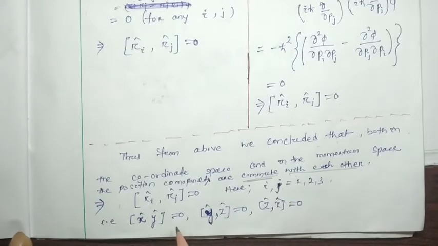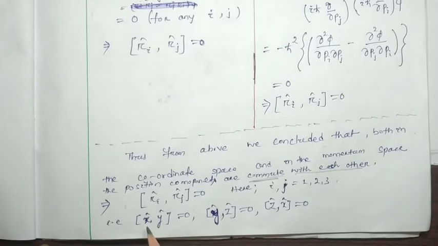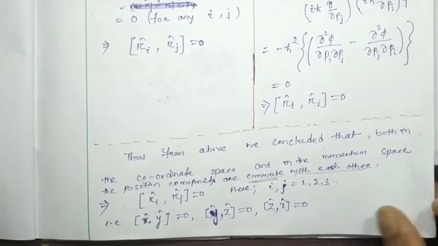That means in case of 3D, position along the x axis and position along the y axis can be measured accurately at a time. For a 3D dynamics of a particle, both the x component position and y component position can be measured accurately. That is the meaning of this: the commutation of the x component operator and y component operator will be equal to 0, and y, z and z, x also will be equal to 0.